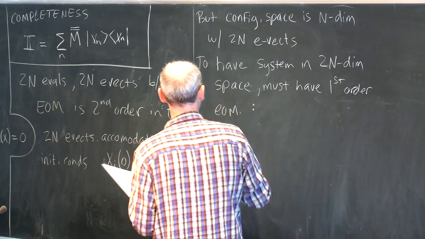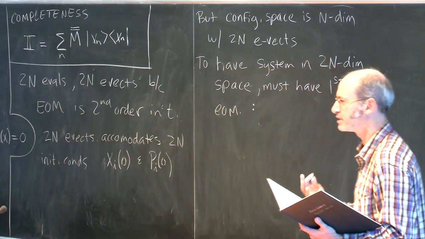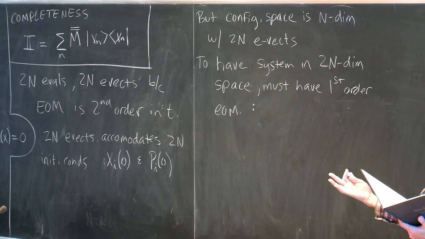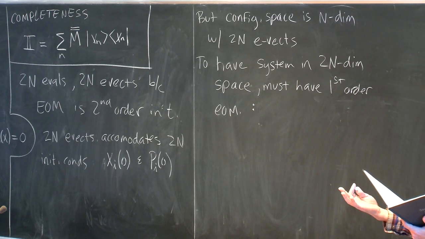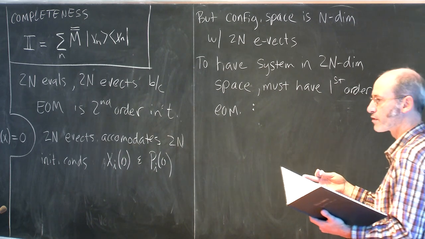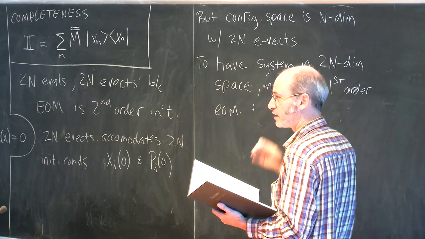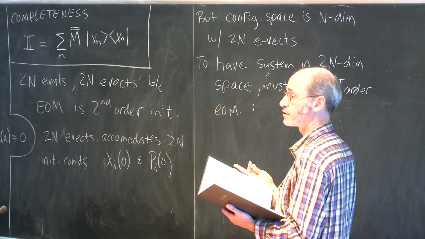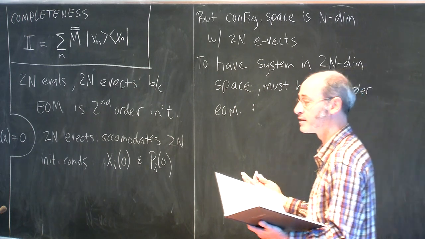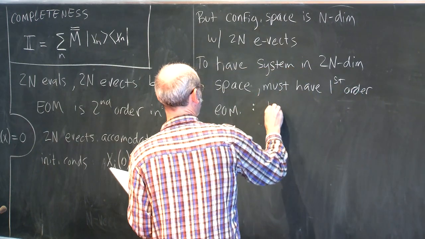And of course, everything that I'm describing to you happens naturally in undergraduate mechanics when we switch from, say, Newton's laws to Hamilton's equations. Hamilton's equations take the second order differential equation of Newton and turn it into two first order differential equations for twice as many coordinates, x and p, instead of just x.